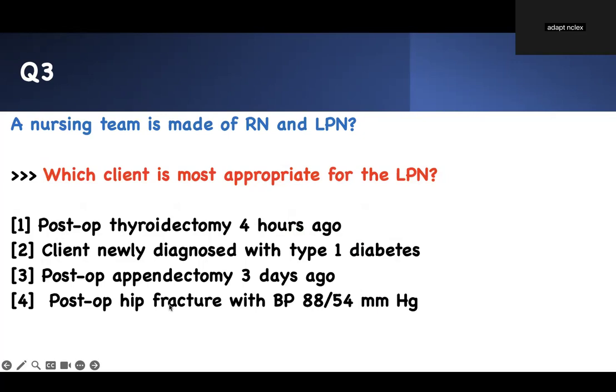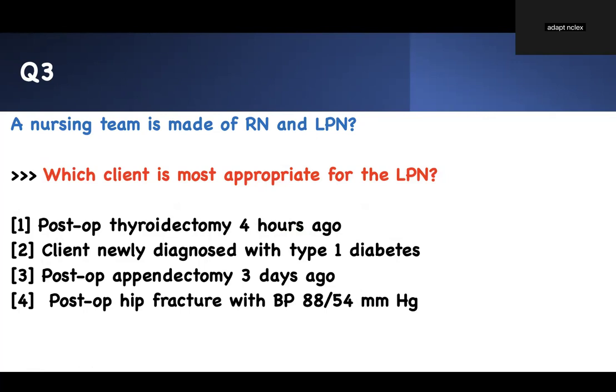What would the LPN do? Mostly a stable patient. They can monitor, they can reinforce, they can provide some specific therapy, but you have to make sure the patient is stable enough. A post-op thyroidectomy 4 hours ago, thyroidectomy is a bad problem. Do you think they can take care of that patient?